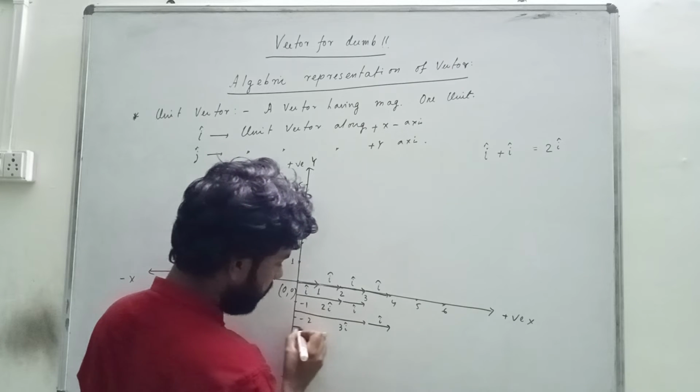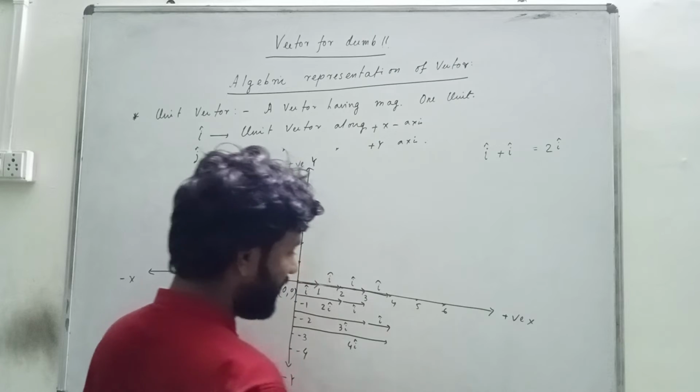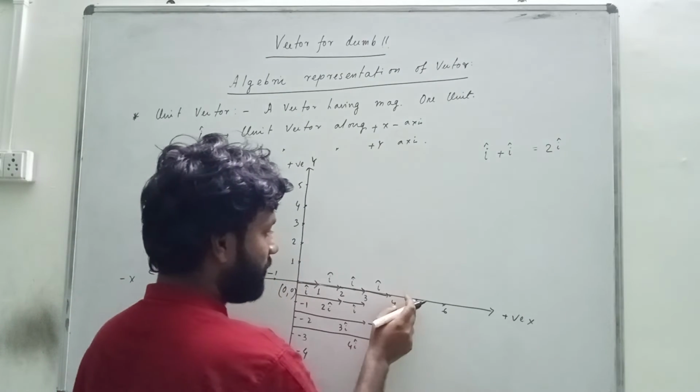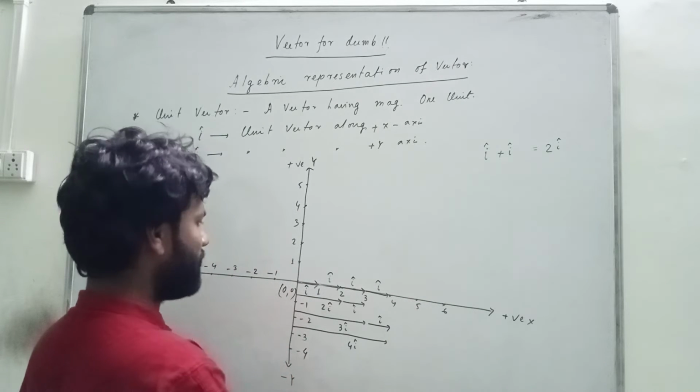So obviously it is your 4 i cap, right? It's very interesting, it is a 4 i cap. From here to there is a 5 i cap. From here to there is a 6 i cap. Okay.